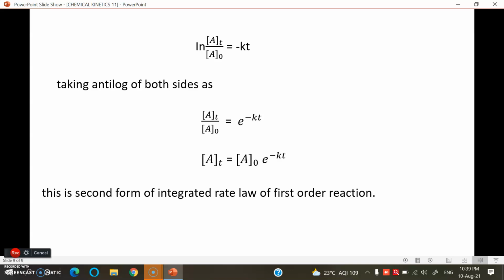Whenever we solve for the concentration of the reactant and its relationship with time, we generally use K is equal to 2.303 divided by t log to the base 10 initial concentration of reactant divided by concentration of reactant remaining unreacted at time t. That is the first form of first order reaction.